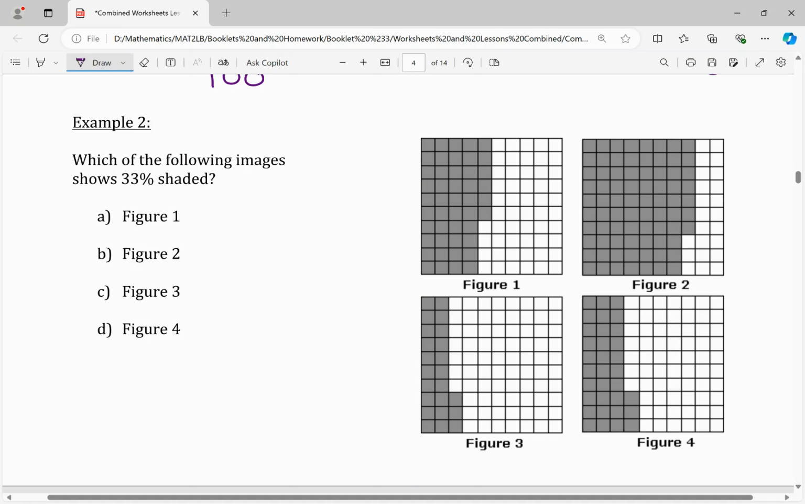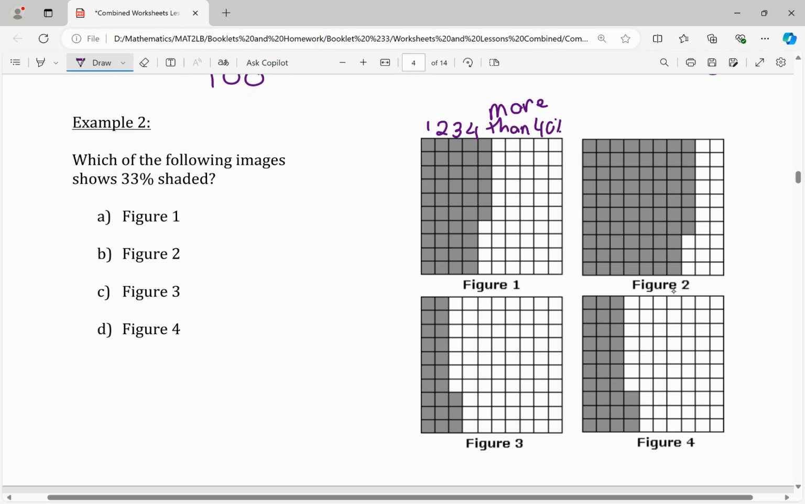Let's start with the first image. I have 1, 2, 3, 4 columns. Now I could count each and every one of these blocks, but already I know that this is more than 33%. This is more than 40%. So that is not the one I'm looking for.